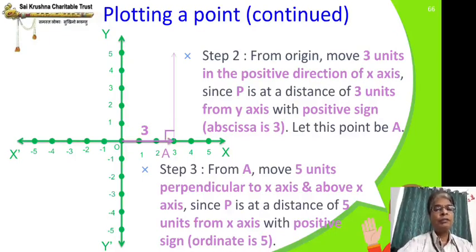This is perpendicular, we have to mark perpendicular, then only this distance in OY and distance in AP will be the same. So this is 5 units. I am marking the point as P. Now P(3, 5) is the required coordinate. So this is the required location of the point on the Cartesian plane. So we have marked it, and this is the answer for this question.